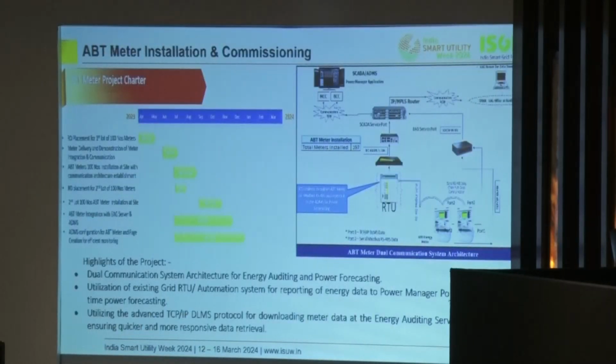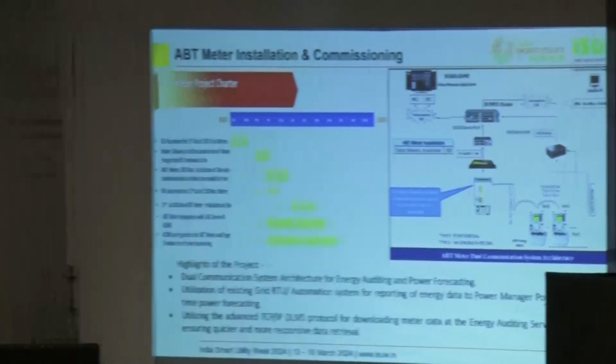So this was the project charter. It shows the RO placement was done in April 2023, basically FY24. Then meter delivery, and we also did a demonstration or some kind of pilot testing to ensure the communication system would be in place when we actually go to the site. Then the second RO placement, then installation of the complete 200 meters, and integration with EAG servers and ADMS.